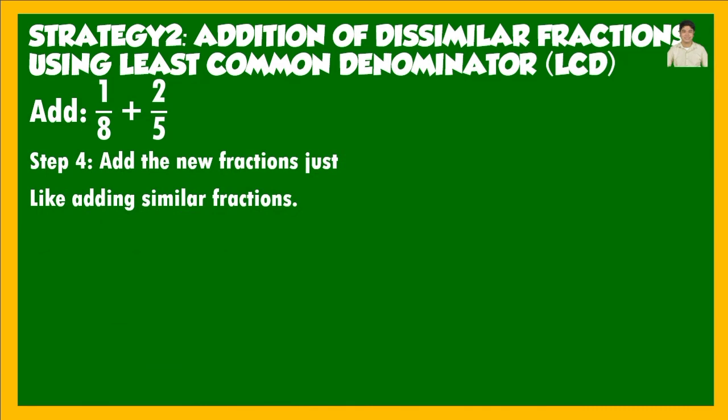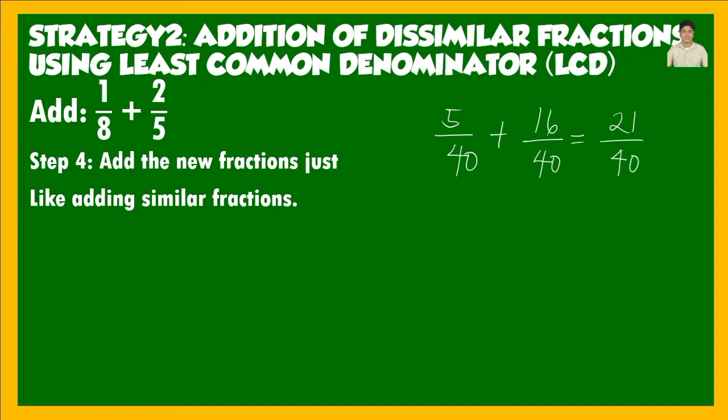Now, add the new fractions just like adding similar fractions. So, yung mga nakuha po natin kanina, 5 over 40 plus 16 over 40. So, i-add lang po natin sila na parang similar fractions. Kung paano natin i-add yung similar fractions, add natin parehong numerators and then copy natin yung denominator. So, 5 plus 16, we have 21 over 40.